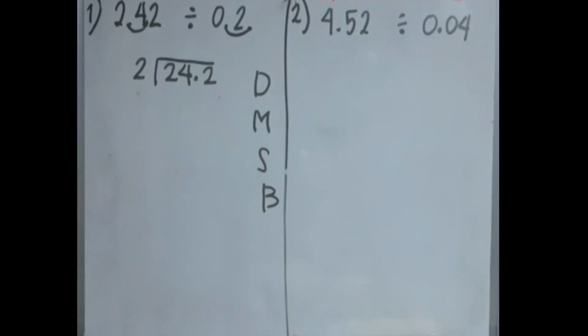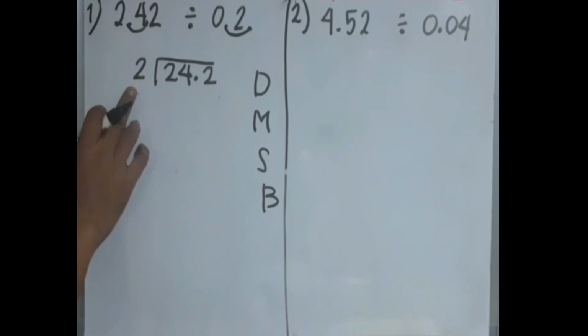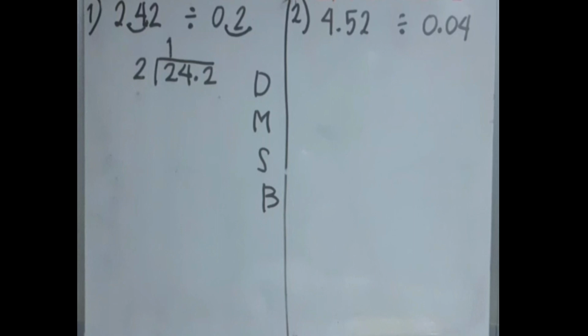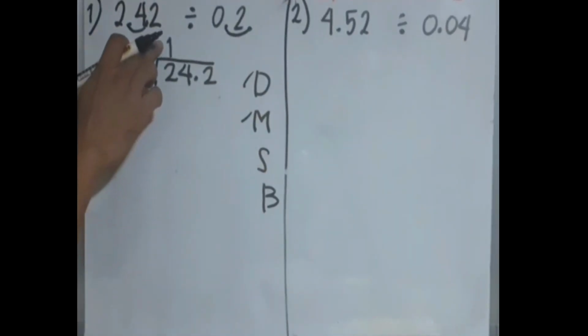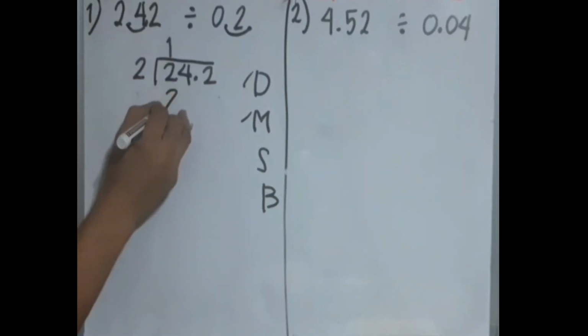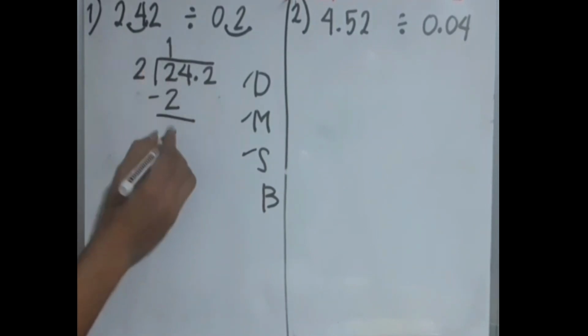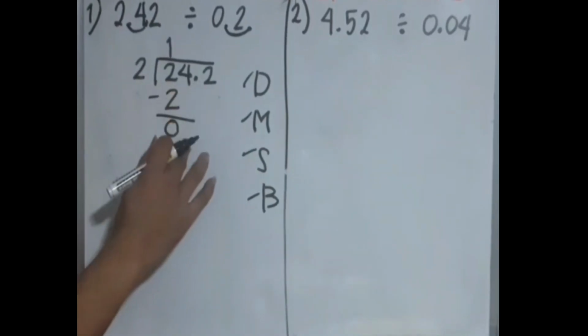Okay, let us divide. 2 divided by 2 is equal to 1. Then, multiply. Multiply your partial quotient to your divisor. 2 times 1 is 2. Then, subtract. 2 minus 2 is 0. Then, bring down. Bring down the digit 4.